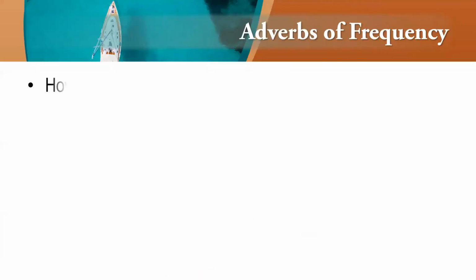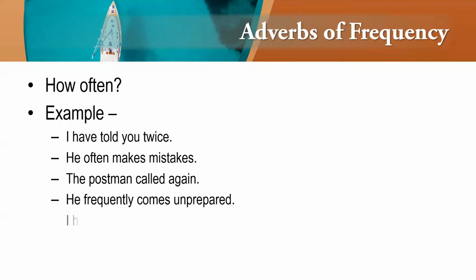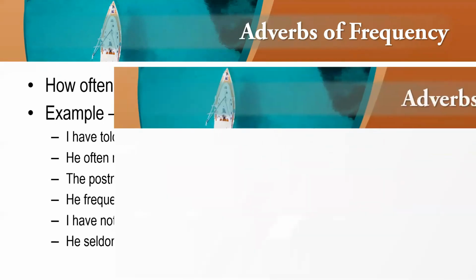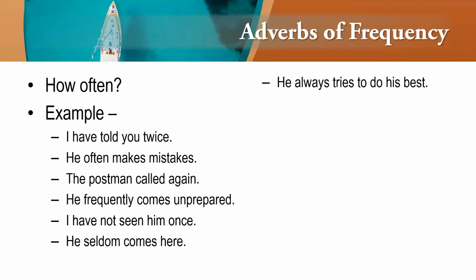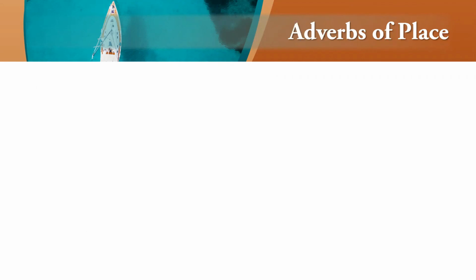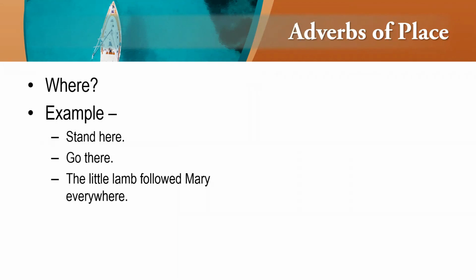Adverb of frequency, how often something takes place. Take a good look at the examples here. I have told you twice. So twice, often, again, these are all adverbs of frequency. They tell us how often an action is taking place. Adverbs of place, where: stand here, go there, everywhere, up, out.